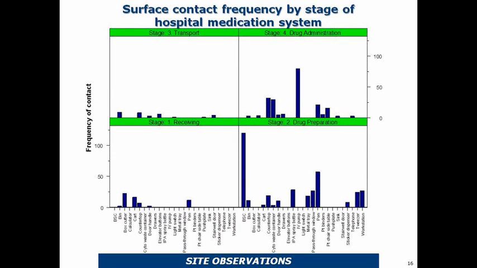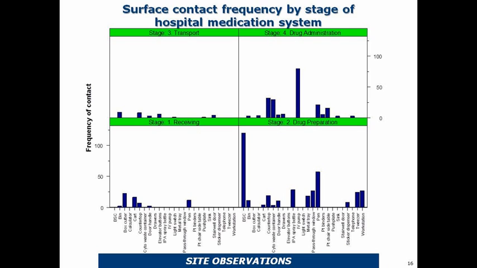So this is a histogram of the frequency of contact by the stage of the hospital medication system. On your x-axis are all the different surfaces. On your y-axis is the frequency of contact. I'd like to draw your attention first to the right-hand side of the graph. What you see here is stage 2 on the bottom right quadrant, and then stage 4 on the top right quadrant. This is drug preparation and drug administration.